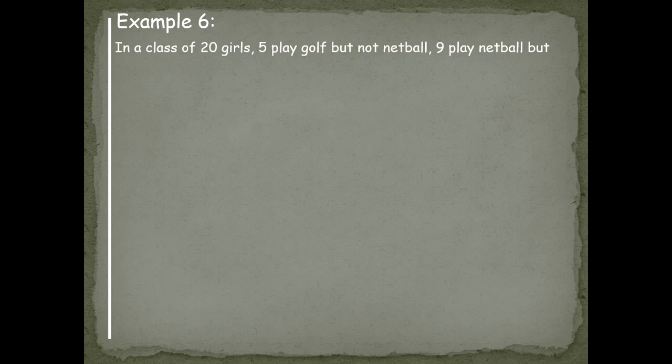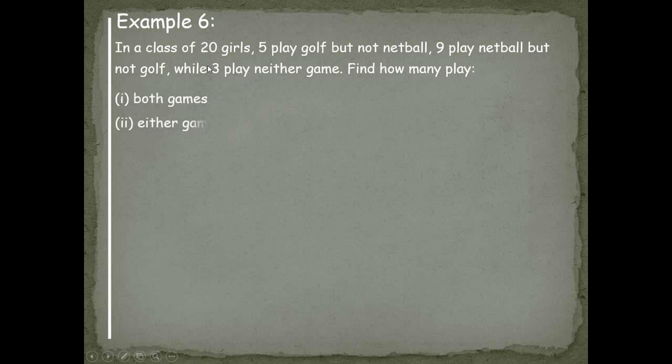You can read through that and summarize the question. In a class of 20 girls, 5 play golf but not netball. So that means 5 play golf only. 9 play netball but not golf. So 9 play netball only, while 3 play neither game. So 3 do not play any of the games. So how many play both games? How many play either game? Only one game.